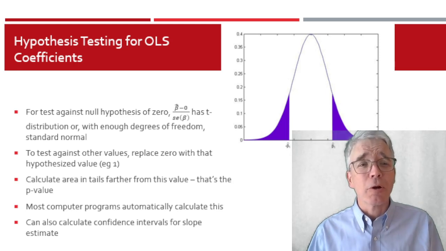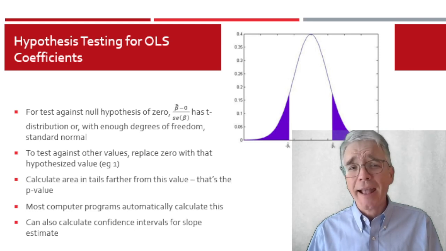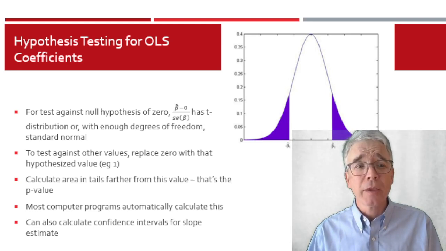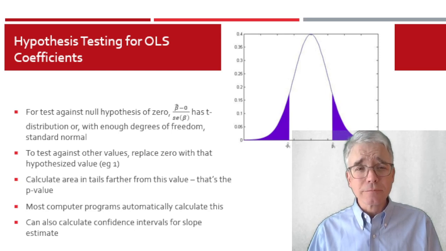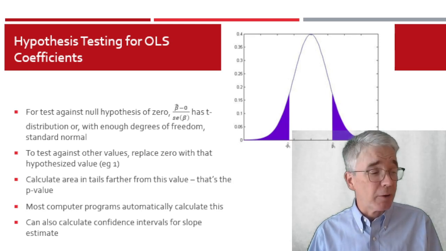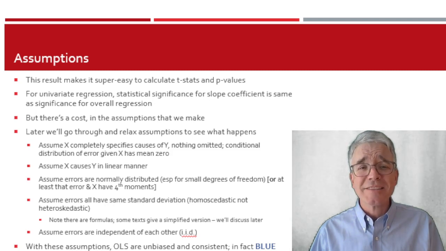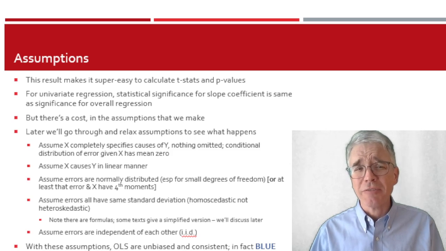Thus, most computer programs automatically calculate a p-value against the null hypothesis of 0. I explained this earlier. We can talk about the estimates, we can talk about the p-value, we can talk about the confidence interval. Any of those things have the same ultimate relationship and make the exact same statistical test. They're just different ways of saying the same thing. It's super easy to calculate t-stats and p-values, so most computer programs will just spit them out automatically. Now for univariate regression, just one x variable, statistical significance for the slope coefficient is the same as statistical significance for the overall regression.